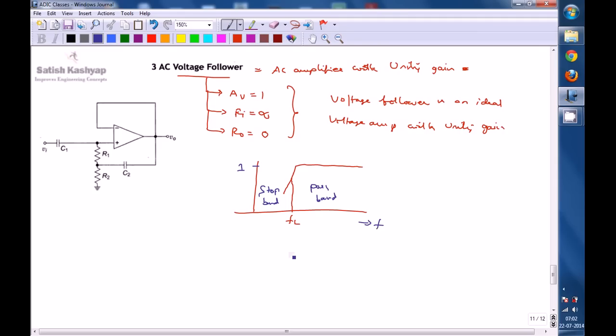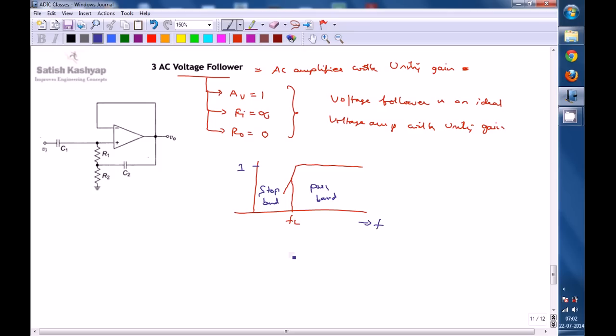And the advantage of this is that it will not load the input impedance of the next stage, whereas if you directly use an RC network acting as a high pass filter, that will load the next stage. But now this circuit will not load the next stage because of the voltage follower. That is the advantage. Now we will see how this circuit acts as a voltage follower, how it stops the frequencies below FL, and how it passes the frequencies above FL.